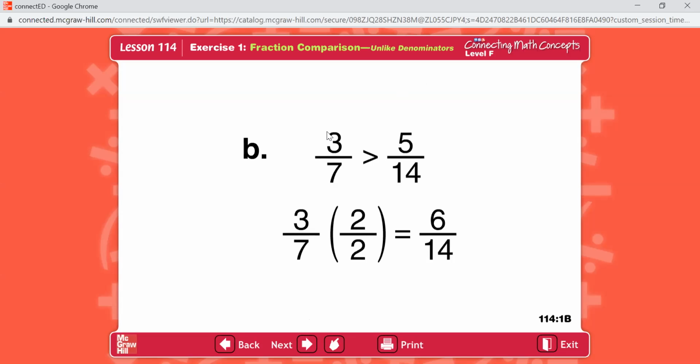Problem C. The fractions are 8/3 and 42/15. Change the smaller fraction so it has the same denominator as the other fraction. Then complete the original statement. Pause the video now to work the problem.